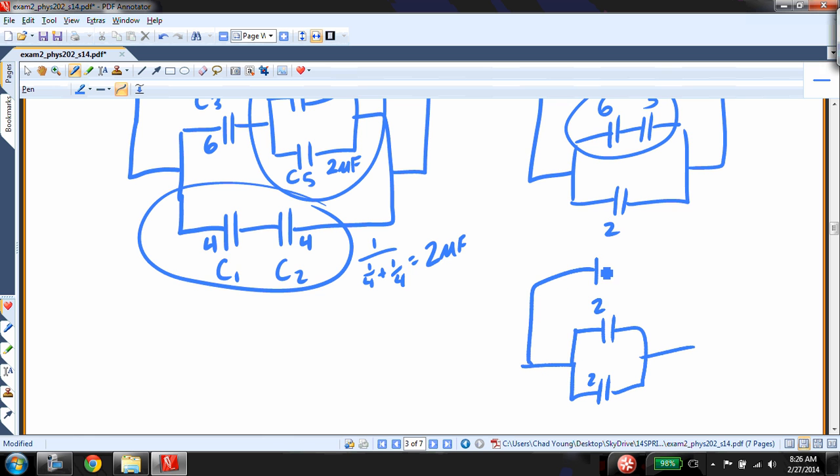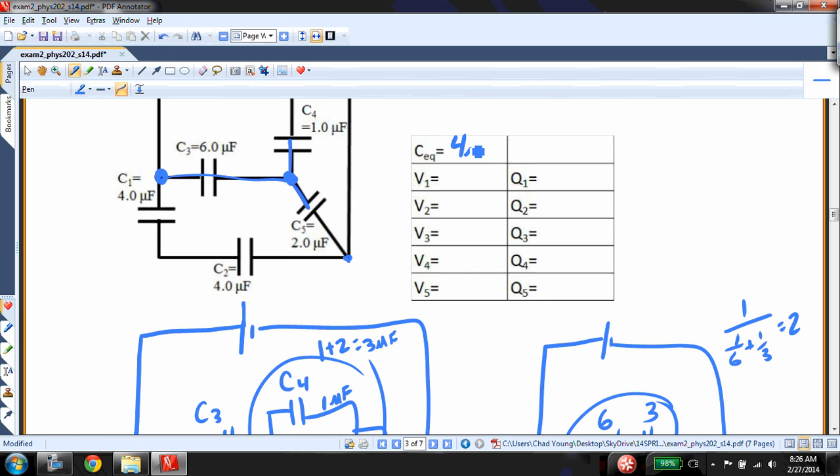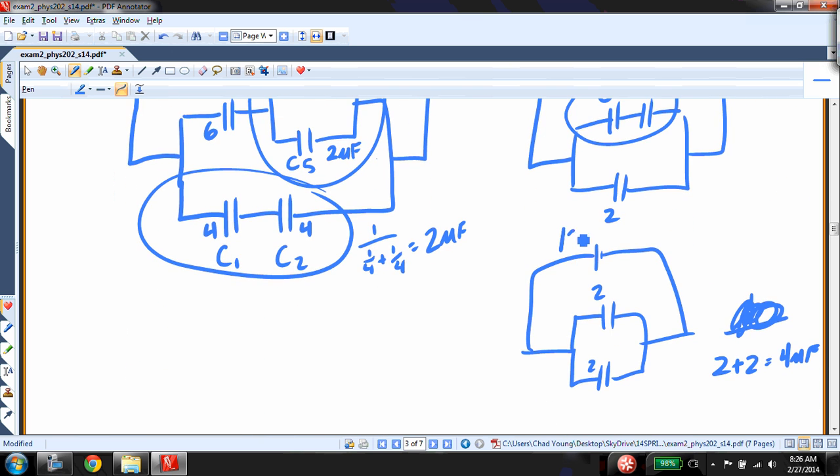Remember, these are hooked up to a 12-volt battery. And the equivalent of that is going to be, 2 plus 2 is equal to 4 microfarads. All right, so my equivalent capacitance is 4 microfarads. And I have 12 volts here. That means that I have 12 volts here, and I have 12 volts here.